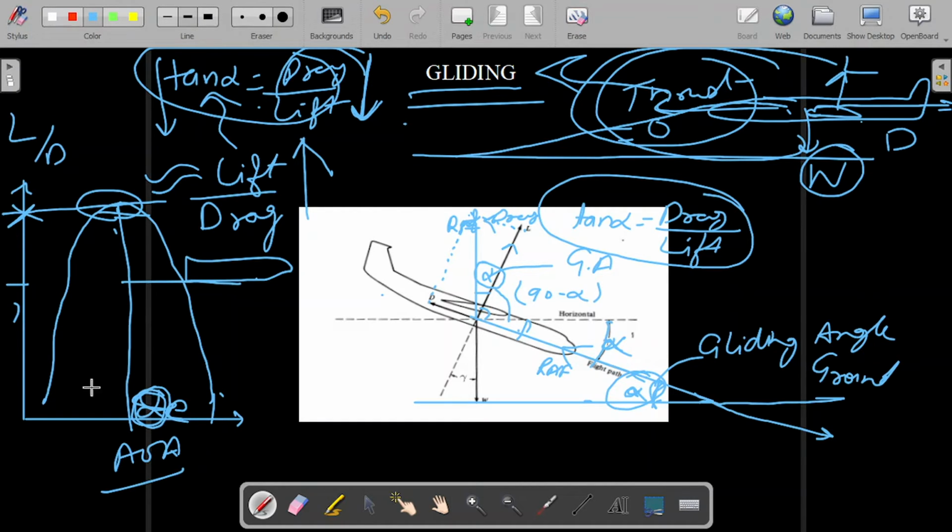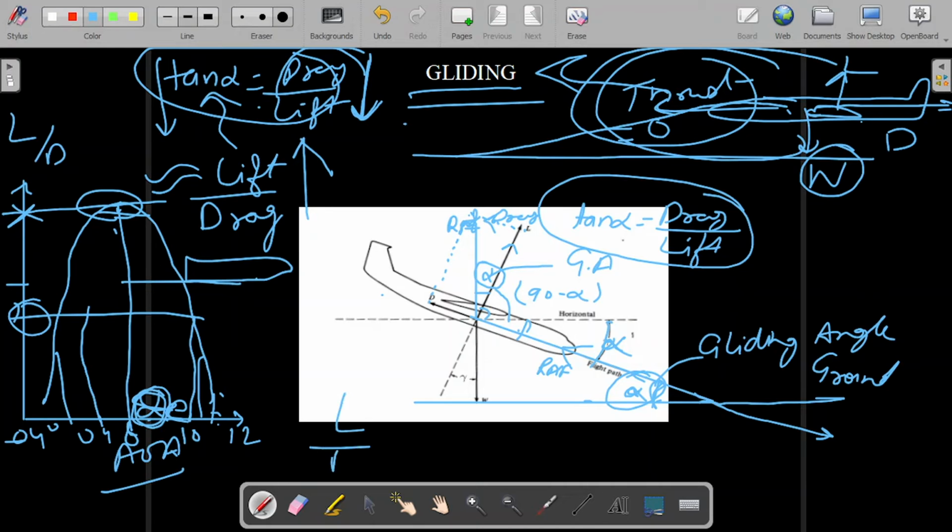Any angle of attack, either lower than the efficient angle or more than the efficient angle, gives a lower ratio. I'll write it like this: minus 4 degree, 0 degree, 8 degree, 10 degree and 12 degree. Let's say the aircraft is flying at a 10 degree angle of attack or at a 4 degree angle of attack. There the lift to drag ratio will be lower than the lift to drag ratio of the efficient angle. So the angle of attack at which the L by D ratio is maximum is of very much consideration during gliding.